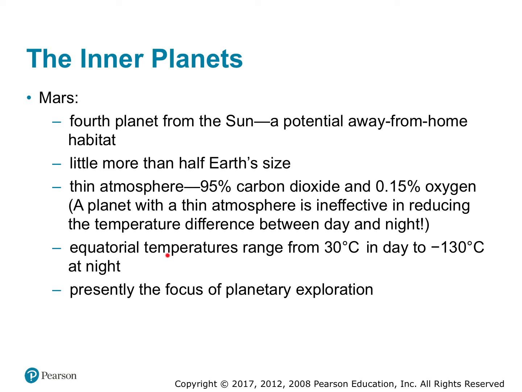But if you're on the equator of Mars, in the equatorial regions, those temperatures range up to about 30 degrees Celsius in the day, down to about negative 130 degrees Celsius at night. And so there are times when the temperature on certain parts of Mars would be relatively comfortable to us, but other times not so much.